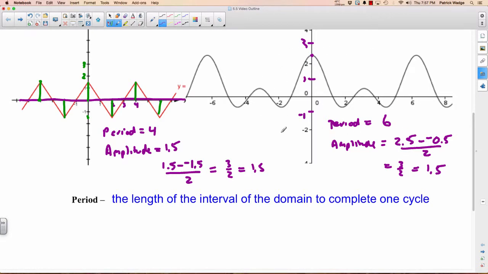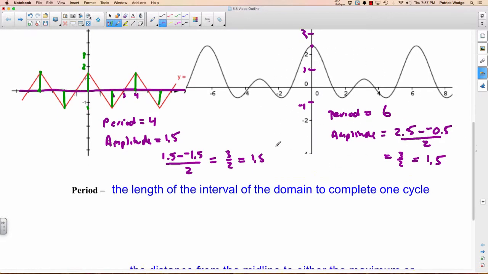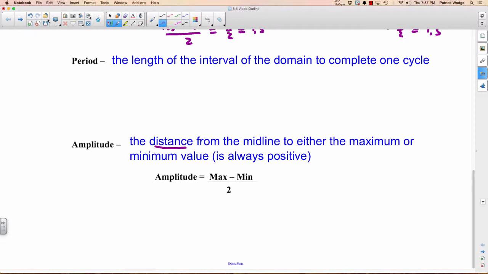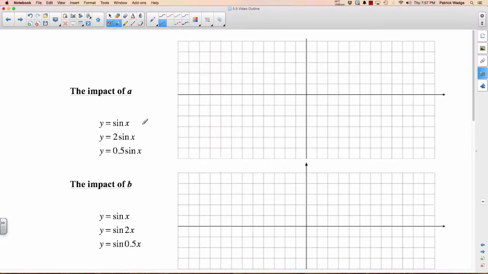Alright, don't show your friends and family this one, because I'm not sure how many mistakes I've made in that one. But hopefully you get the idea. Great, let's move on. We're going to see what the impact of A is and B is.